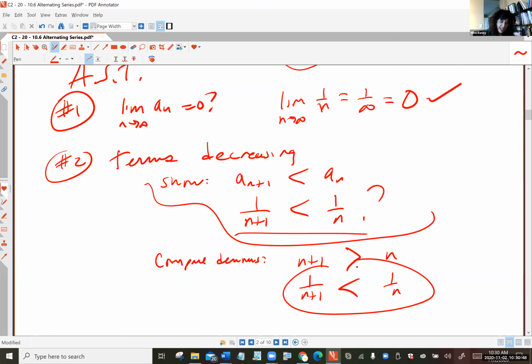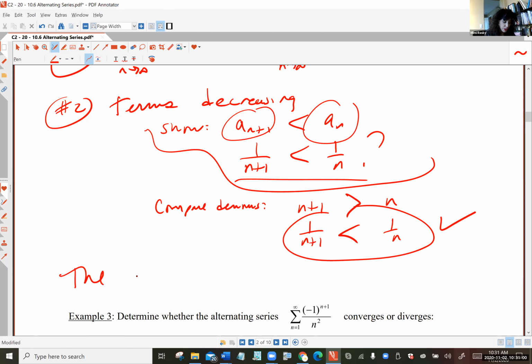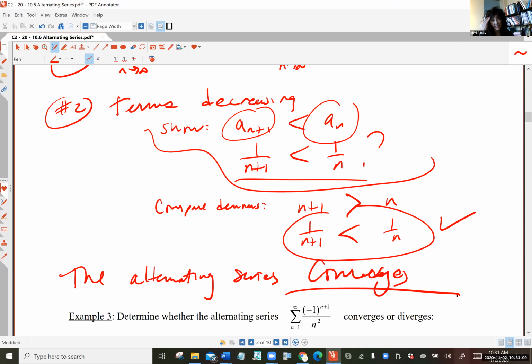Yeah, and this is exactly what I needed to prove, that the n plus 1th term is always less than the nth term, which shows the terms are decreasing. Yay! So since both conditions are met, the alternating series converges. And I'm done with that example. So what's the overall takeaway from this? Because this is kind of exciting, I think. The takeaway is that sigma 1 over n diverges, but his brother, the one that alternates, converges. Let that sink in for a moment.